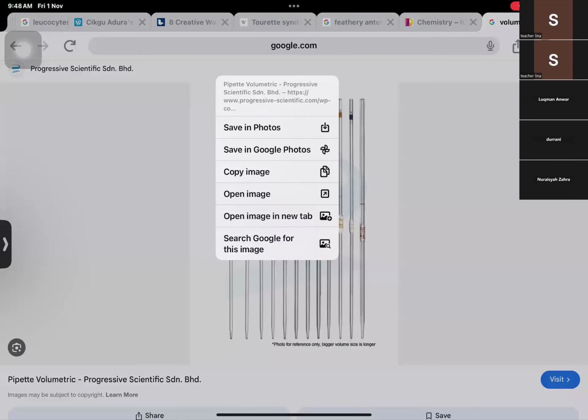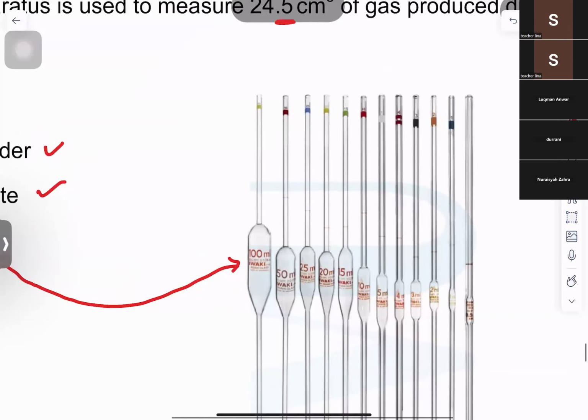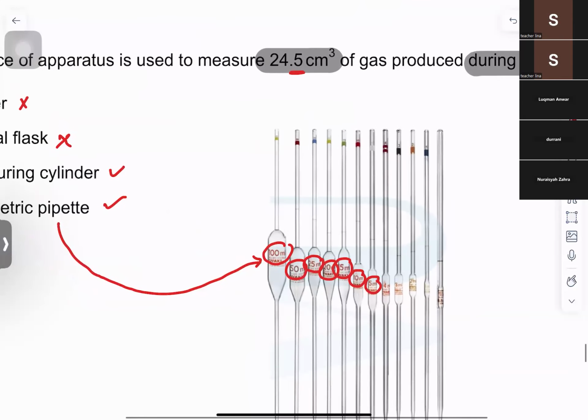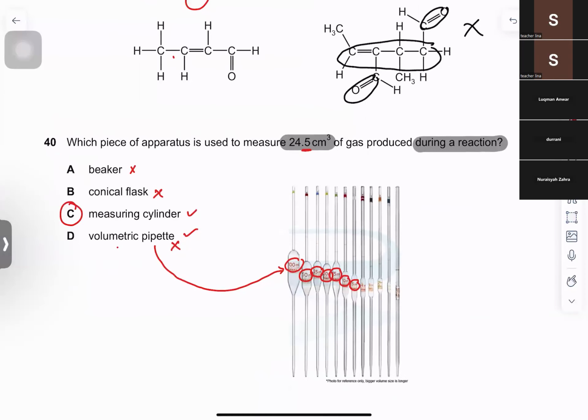So, kalau dia kata dia measure, nampak tak ada 0.5? Kalau you ada 0.5, the volumetric pipette is not suitable because volumetric pipette ni only the whole number. Kalau you nampak 100, 50, 25, 20, 15, 10, 5. So automatically, volumetric pipette, this one is wrong. The answer will be measuring cylinder. Decimal, mesti measuring cylinder. Okay, so is it clear? Sekarang? Okay.